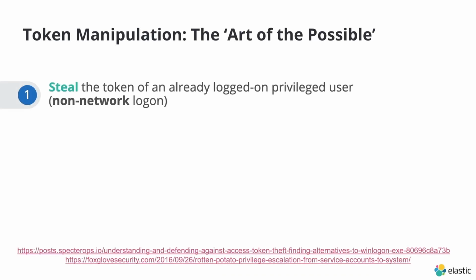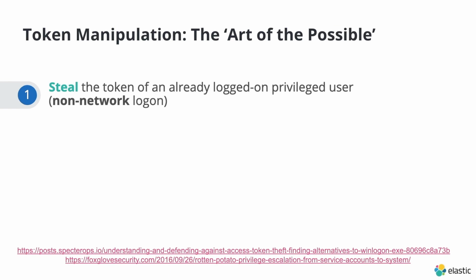And so they effectively have three options here. The first one is they can steal the token of an already logged on privileged user. And again, because they want to move laterally, they need creds cached, so a non-network logon. With this token, they can then impersonate or spawn a process or whatever, but they can then move laterally using those cached credentials.